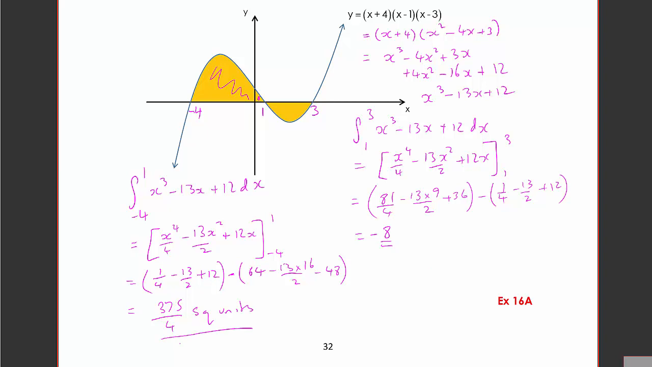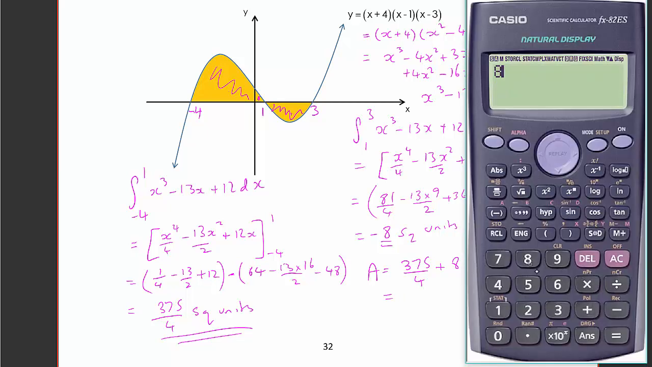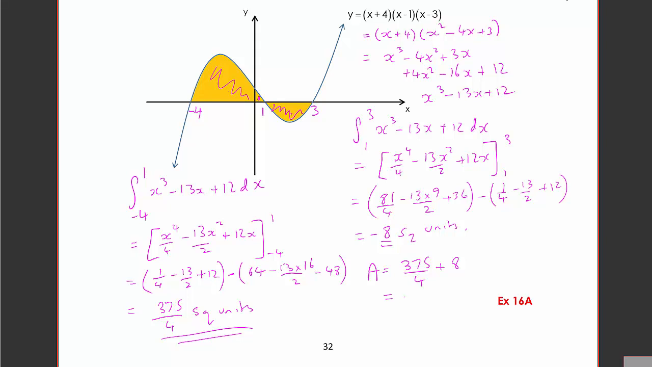Now, obviously, we're not wanting that to be negative. It's actually an area. So what we need to do to get the total area is just ignore that negative sign and add this area to this area. So I'm going to have 8 add 375 over 4, which is 407 over 4 square units.